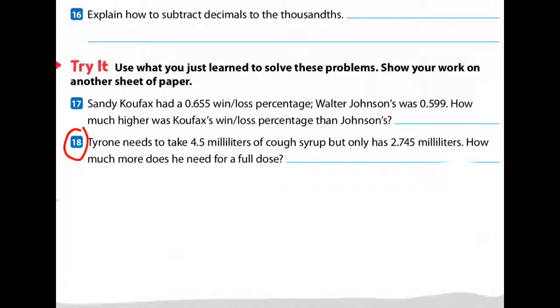So, in number 18, it says, Tyrone needs to take 4.5 milliliters of cough syrup, but only has 2.745 milliliters. How much more does he need for a full dose? So those words, how much more, again tell you it's a subtraction problem. So to figure out how much more he needs for a full dose, I'm going to subtract. So I'm going to start 4.5 minus 2.745. And I'm going to fill in those empty spaces with zeros. If you don't do that, you're probably going to get it wrong.